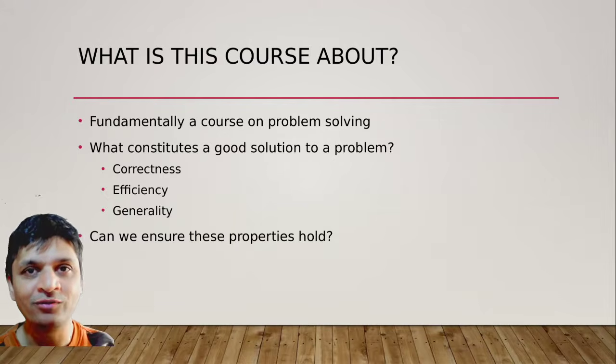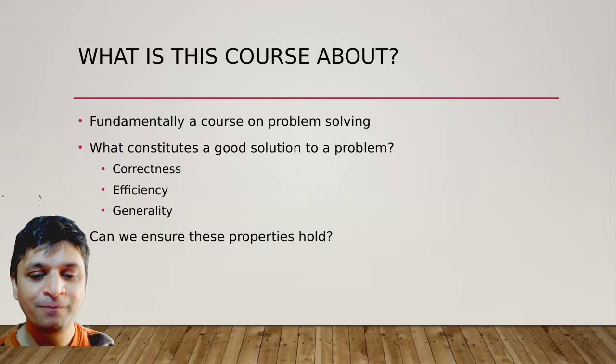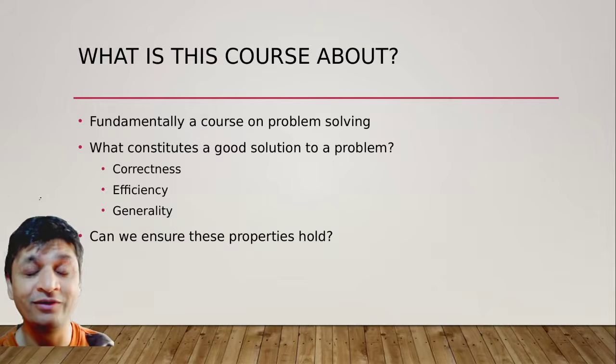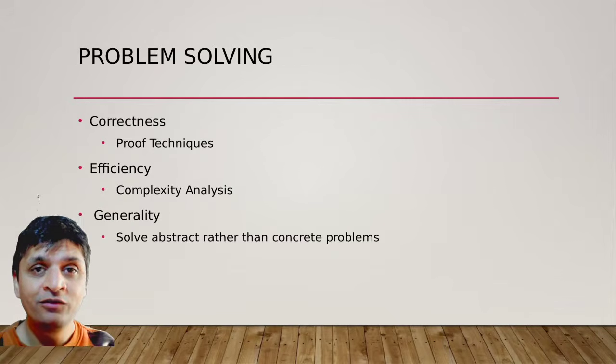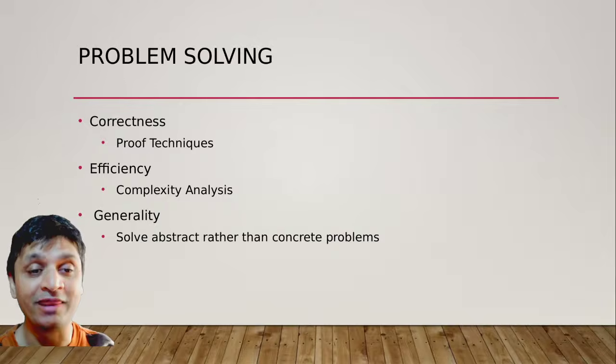Now, all of this is well and good. We talked about correctness, we talked about efficiency, we talked about generality. But these are kind of meaningless unless we can ensure that the properties hold. So meaning when we say something is correct or approximately correct or exactly correct in some cases, can we prove that that's the case? So when we talk about correctness, what we'll be looking at is proof techniques. You guys have probably seen proof by induction, proof by contradiction, stuff like that in math.